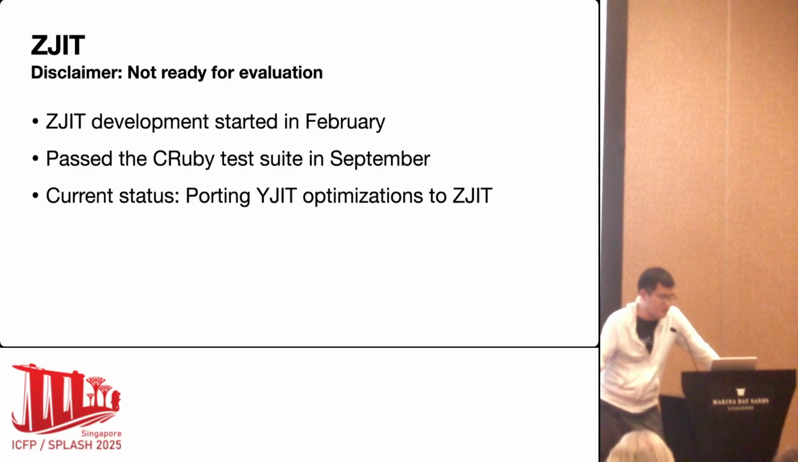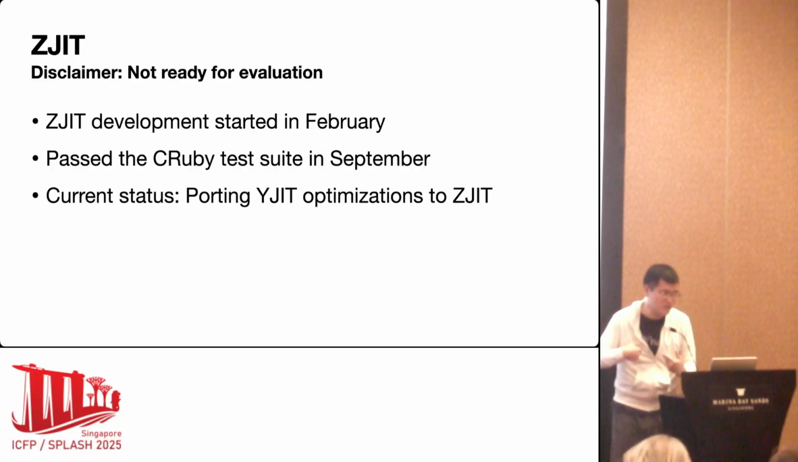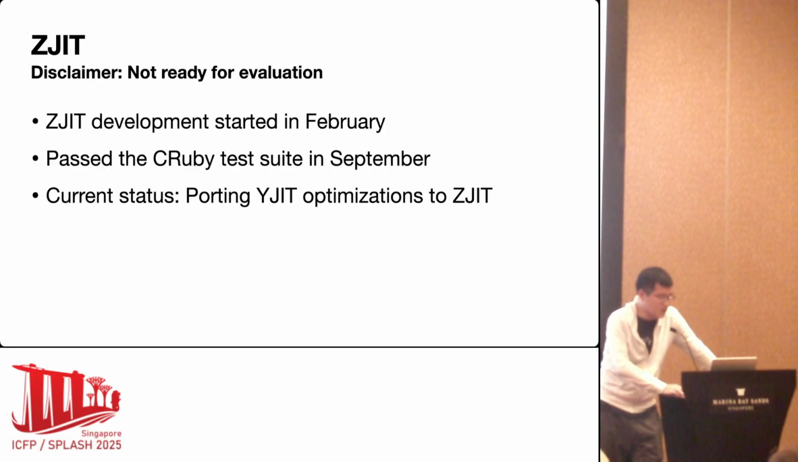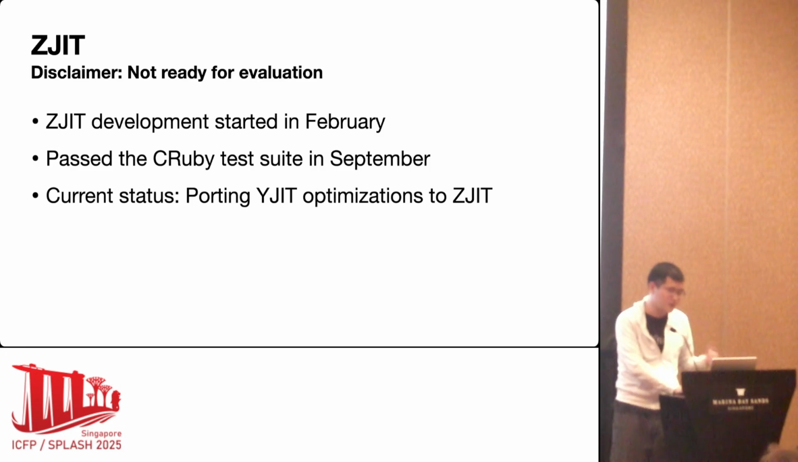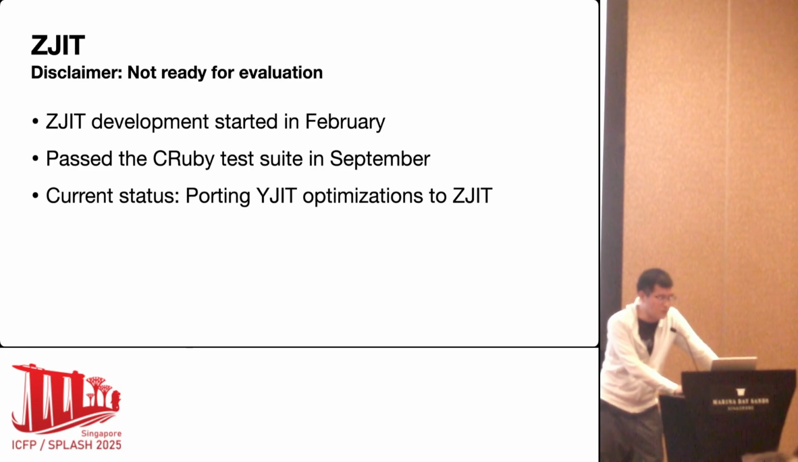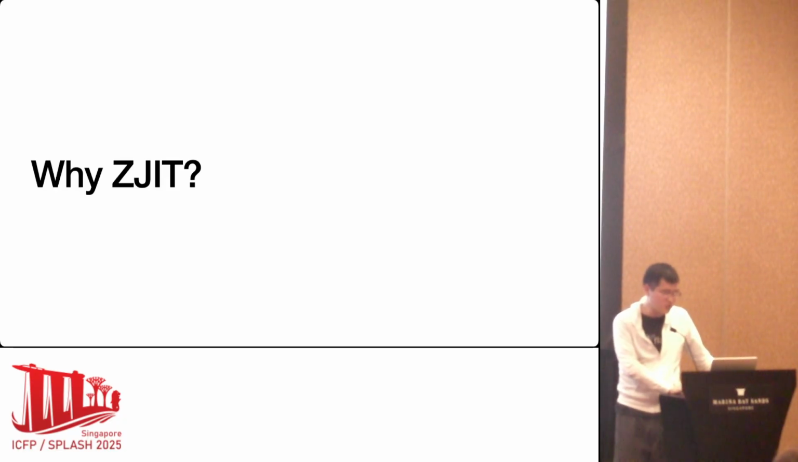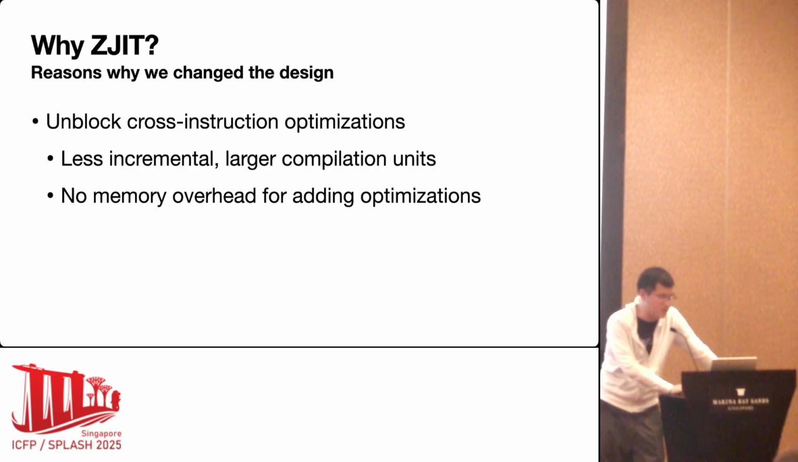We started the development in February and passed the CB test suite in September, with a base of IR-based optimization, and also making the optimization compatible with the dynamic features we presented before. So we have a nice infrastructure to start optimizing the language, but this is the current status, so we don't have benchmark graphs for ZJIT today, but we're going to discuss the designs we want to release this year. Now I'm going to talk about the main topic: why we started developing ZJIT.